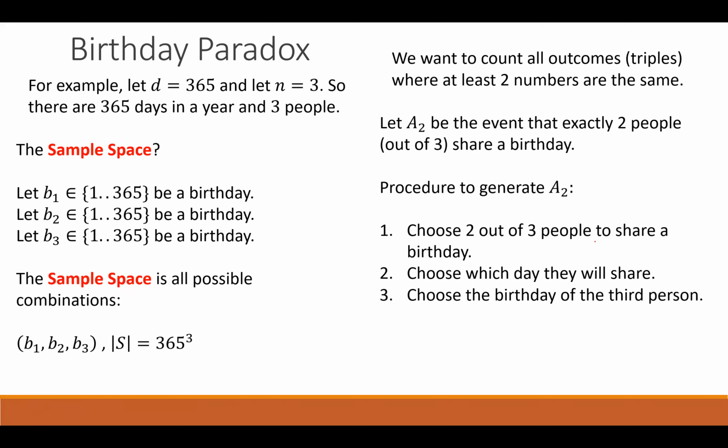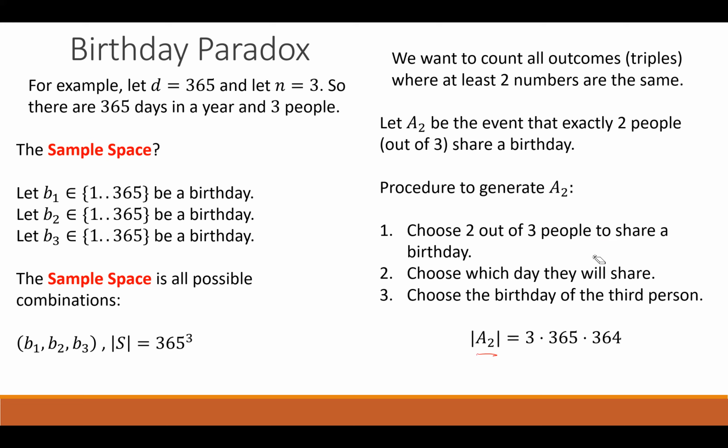Oh yeah, sorry, and I forgot one thing. So there's 3 choose 2 ways to do this. There is 365 ways to choose which day, and then 364 ways to choose the birthday of the third person, right? So that it doesn't match the first two. So yeah, my size of A2 is 3 times 365 times 364.